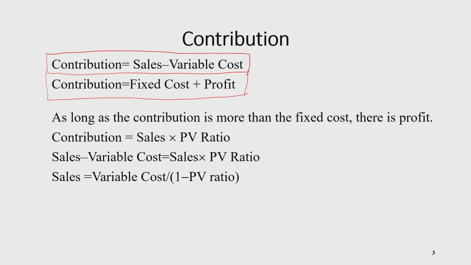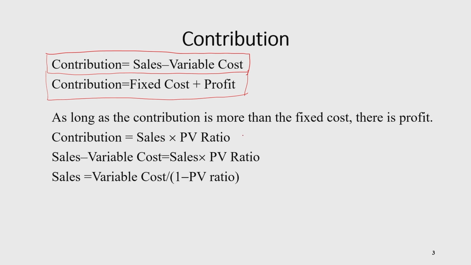Now, as long as the contribution is more than the fixed cost, there is a profit. If you have a contribution which is less than the fixed cost, then naturally you are making a loss, and you have to be careful, better not to do that business. And contribution is also defined as sales into PV ratio.